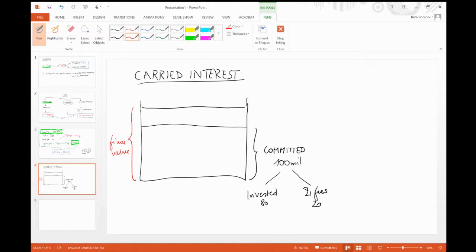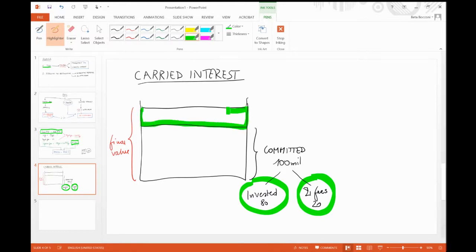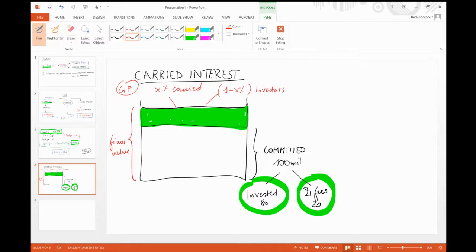So you will pay, as you can imagine, a carried interest to the general partners only if you have been able first to completely repay the invested capital, second, to completely repay the fees, and then to generate this extra value here. And this extra value here will be split according to an X% in terms of carried interest to the general partner and 1 minus X% to the investors in the marketplace. Okay? So the concept is that we must exactly now understand how this carried interest is calculated.